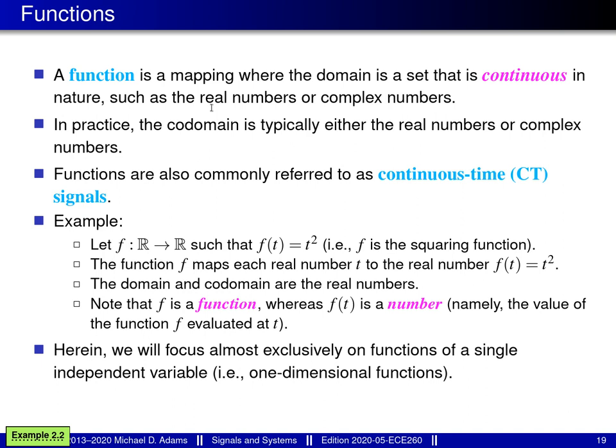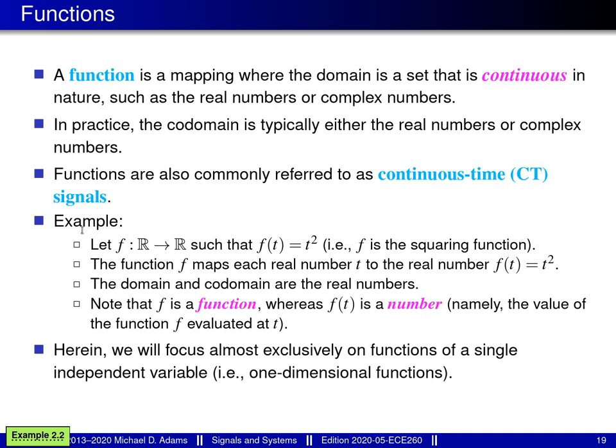And complex numbers are similar. They can take on values over a continuum. In practice, the codomain for functions is usually either the real numbers or complex numbers. Again, the codomain you can think of as the output for the function. The function, or mapping, produces values that are in some set, and this is what we call the codomain. Functions are also commonly referred to as continuous time signals, as we saw earlier.